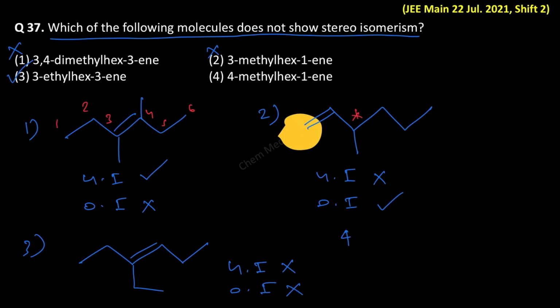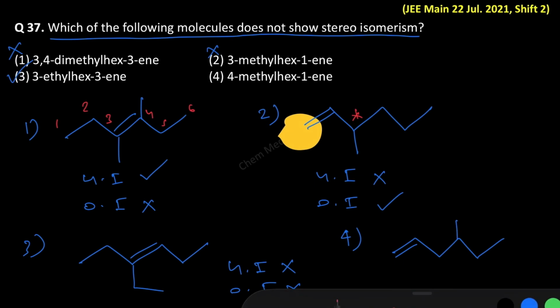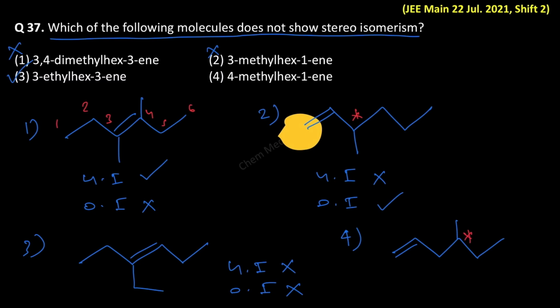Let's work on option 4. We have 4-methyl hex-1-ene. That would be 1, 2, 3, 4, 5, 6. At 1 position, we have a double bond, and then at 4th position, we have a methyl group. Therefore, we have a chiral center here. So this means geometrical isomerism is not possible because it is a terminal alkene, but optical isomerism is possible. Both R and S configurations are possible. For option 2 also R and S configurations are possible. Therefore, option 3 is the only correct choice here.